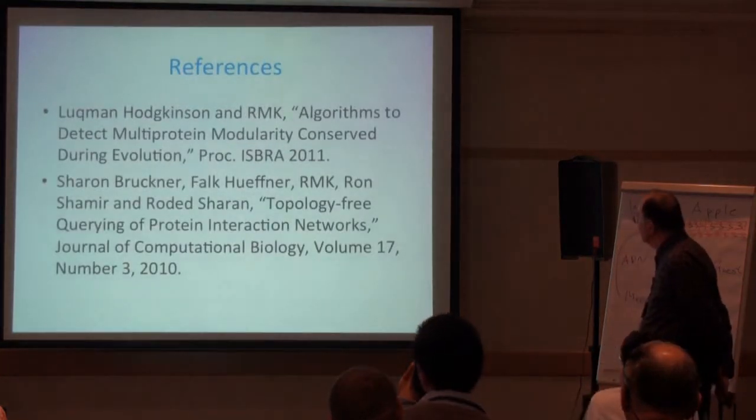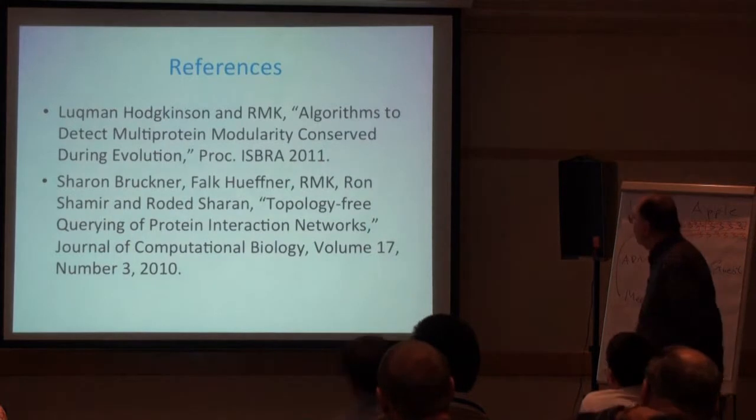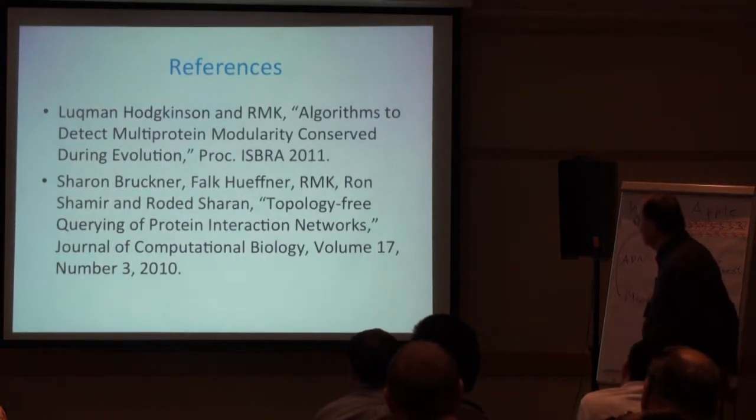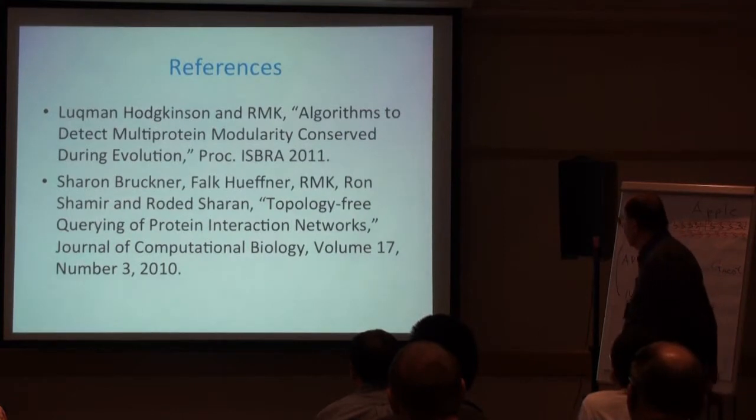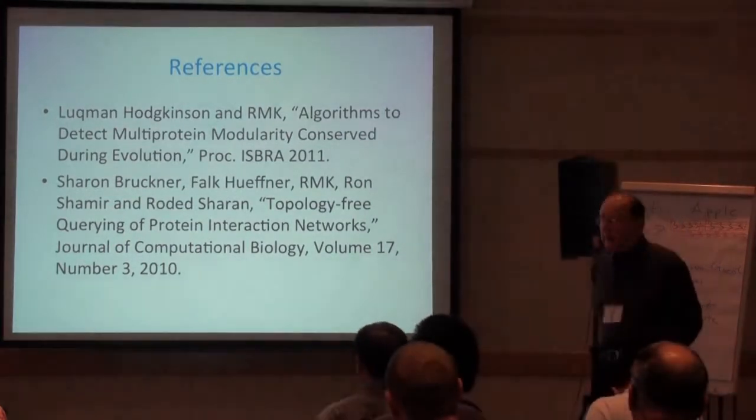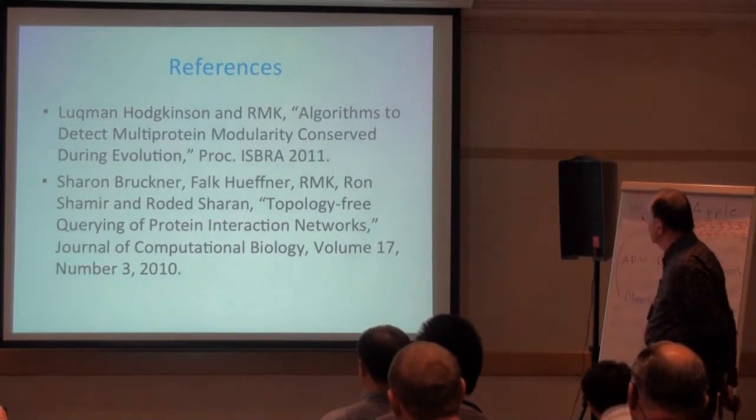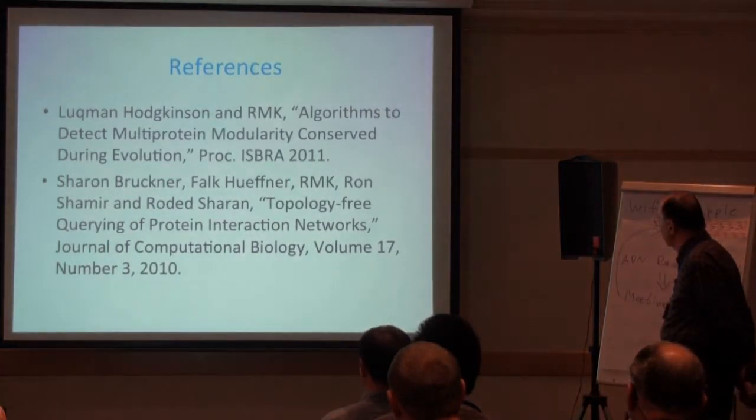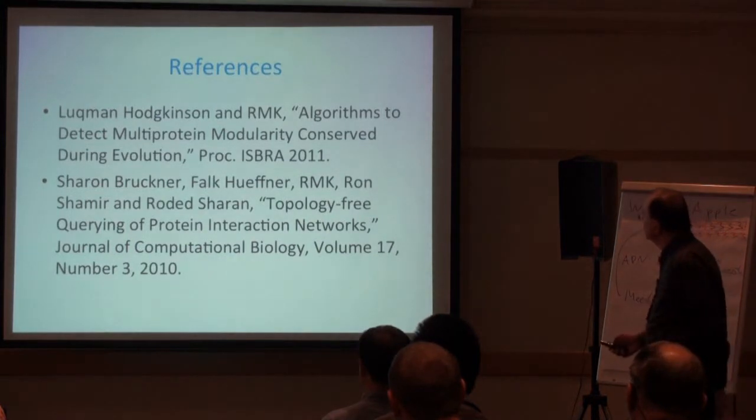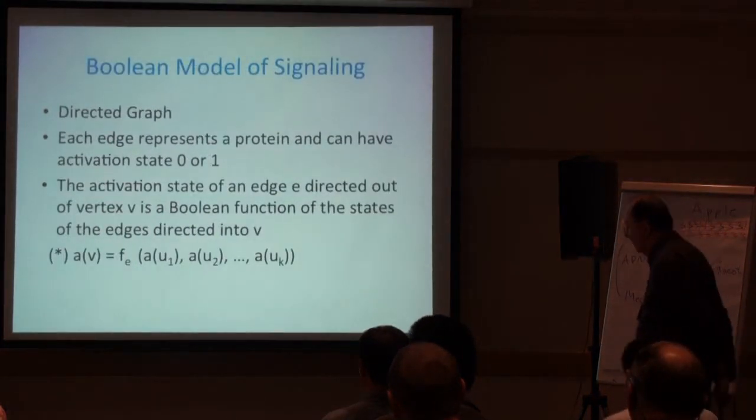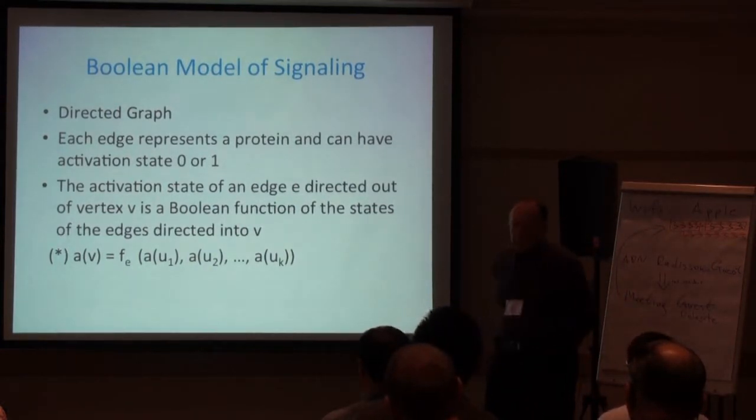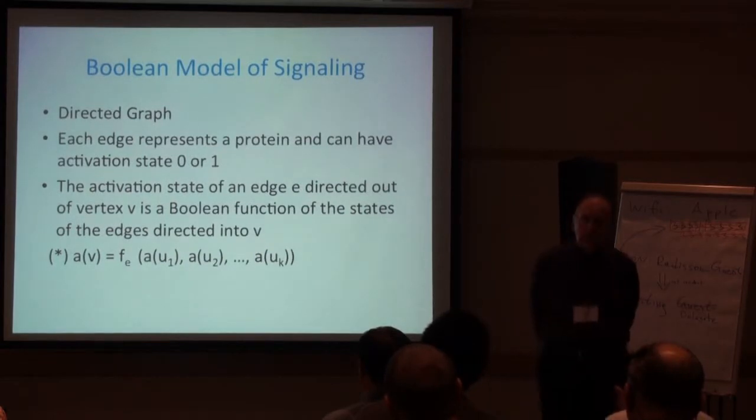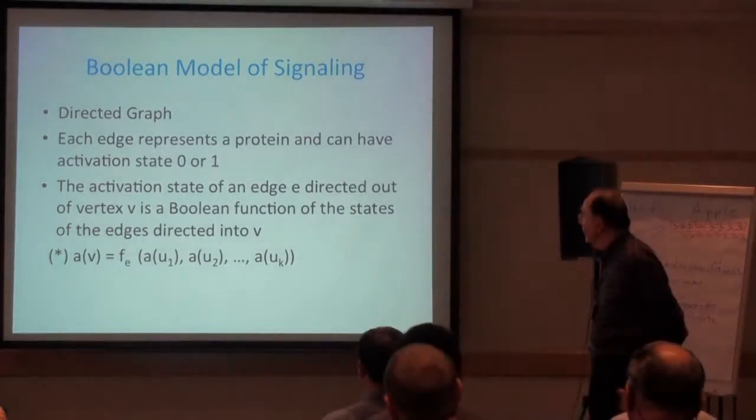So the work that I've described so far is captured in two principal papers, one by Hodgkinson and myself on the Produle's algorithm, and the other one on the colorful connected subgraph problem and its applications by several authors from the Tel Aviv group and myself. Now, in the remaining time, I want to talk about a second piece of work involving inferring the structure of signaling networks.